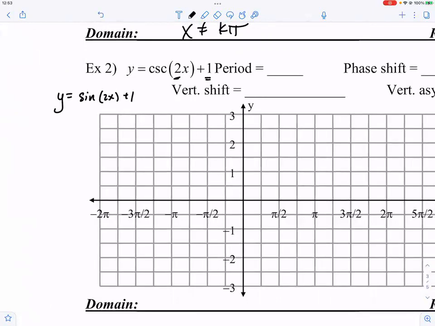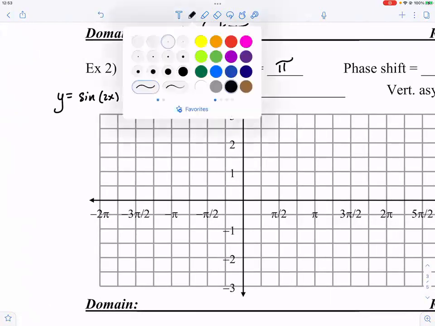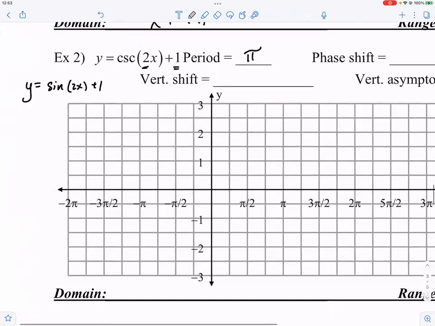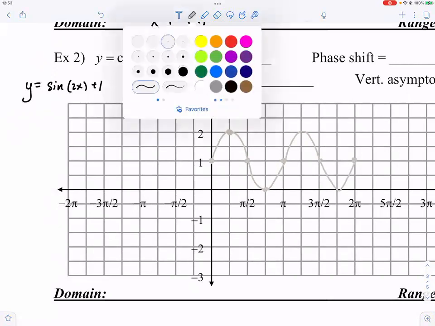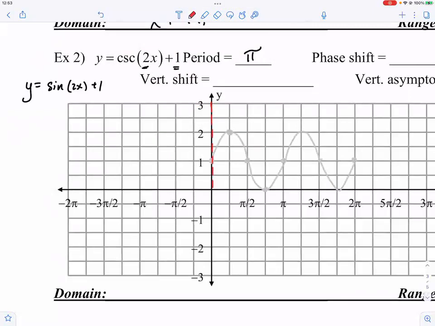So the b value is 2, so that means the period is pi. And that's a vertical transformation of 1. All right, now I'm going to draw a couple patterns here, not the whole graph. I want you to see that this is what it's going to be like. And then your vertical asymptotes would be the places where it hits the midpoint.